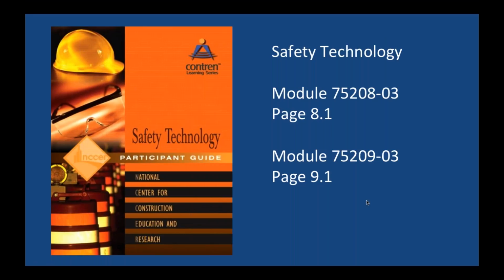We're going to go ahead and kick off with module 8.1 right now, 75208, and it's going to be page 8.1. We're going to be talking about JSAs and TSAs. We're going to talk about job safety analysis and task safety analysis. Let's go through and start on page 8.1.